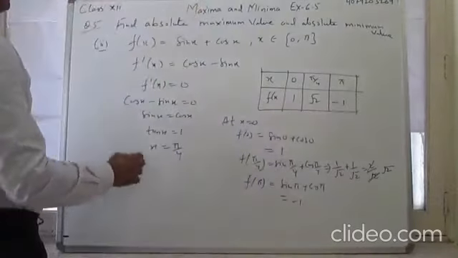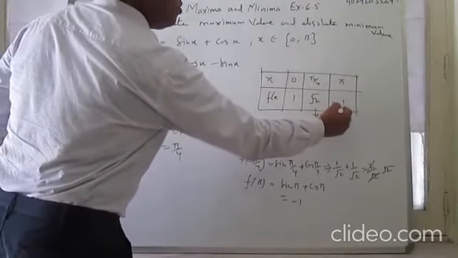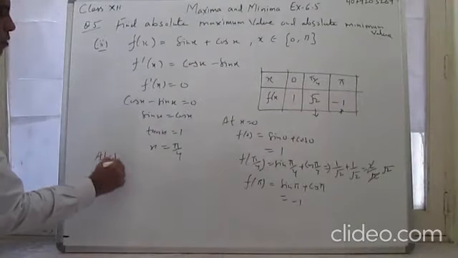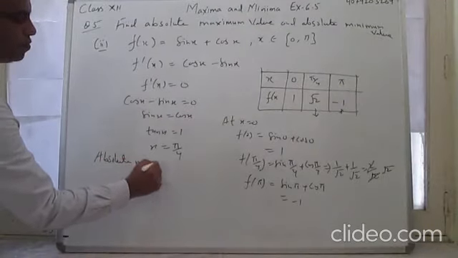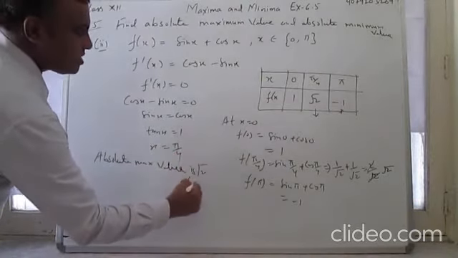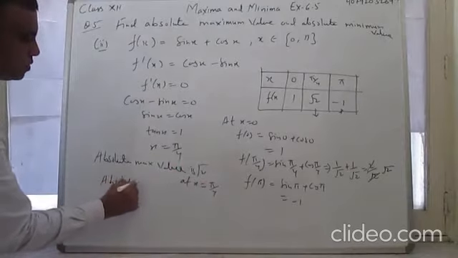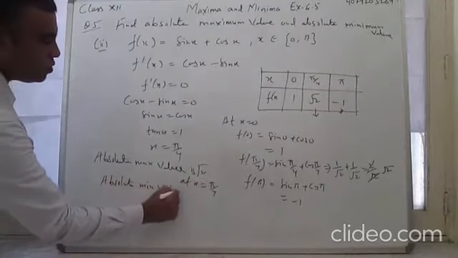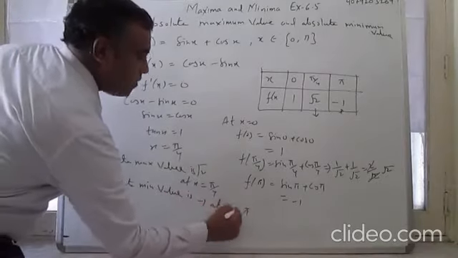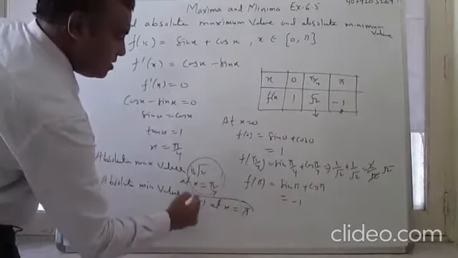So absolute maximum क्या हो गया? root 2. This is absolute maximum and this is absolute minimum. You can write absolute maximum value is root 2 at x is equal to pi by 4. Absolute minimum value is minus 1 at x is equal to pi.